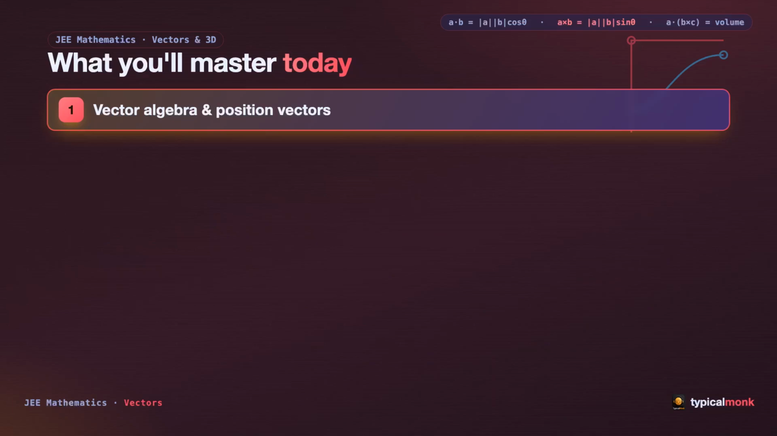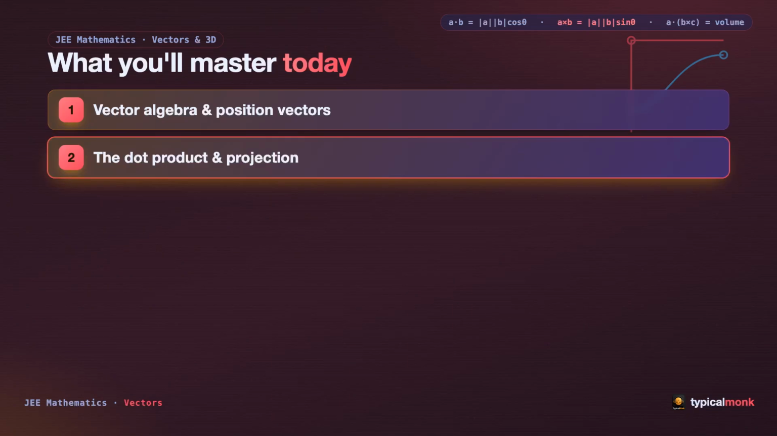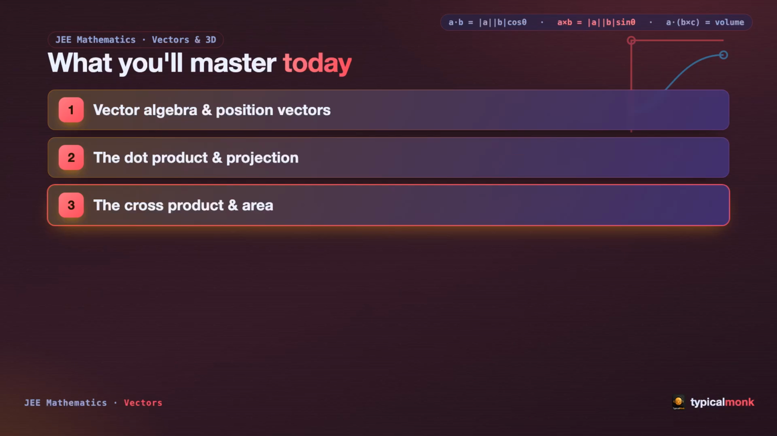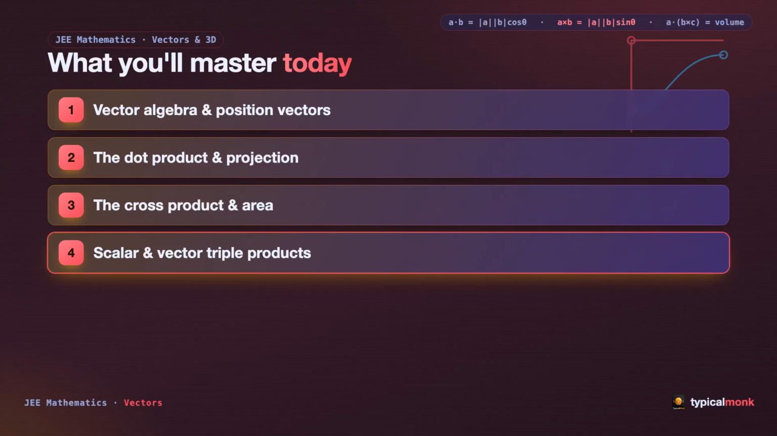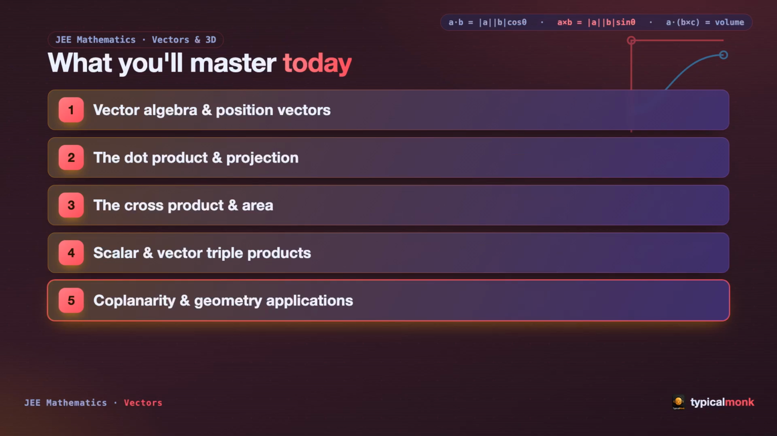Here is what you will master today. First, vector algebra and position vectors. Second, the dot product and projection. Third, the cross product and area. Fourth, the scalar and vector triple products. And fifth, coplanarity and the geometry applications. One idea at a time.